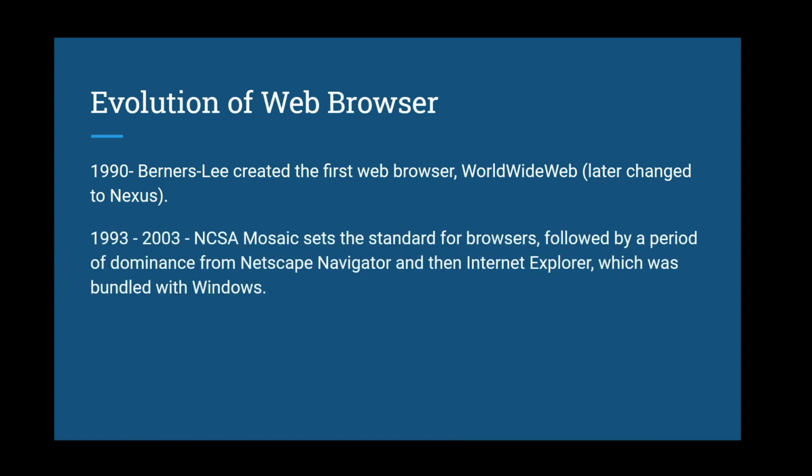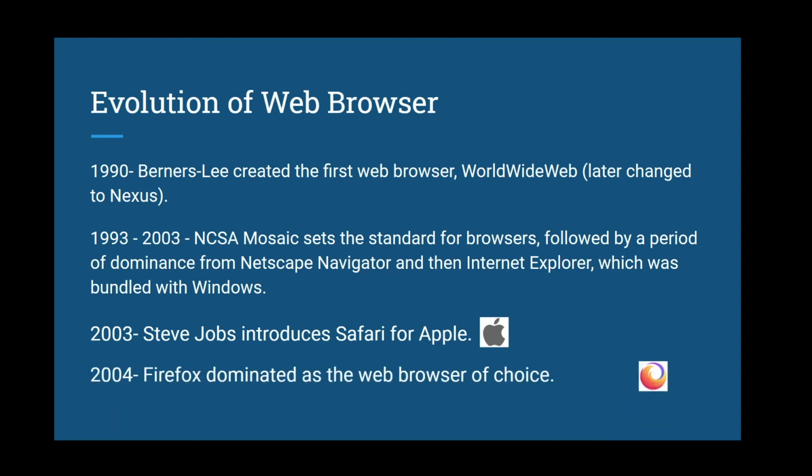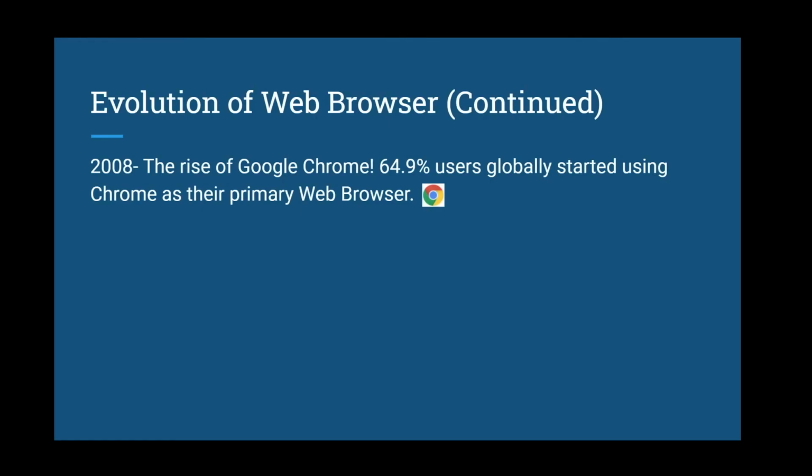The National Centre for Supercomputing Applications, NCSA, introduced Mosaic, which quickly became the web browser of choice because it could browse the internet. After NCSA, Netscape Navigator, and then Internet Explorer. In 2003, Apple introduced Safari. In 2004, the web browser of choice around the world was Firefox. Moving on, in 2008, Google Chrome came along, and it took 65% or so of the world's web browser market pretty quickly. In this day and age, Chrome is still the dominant web browser.